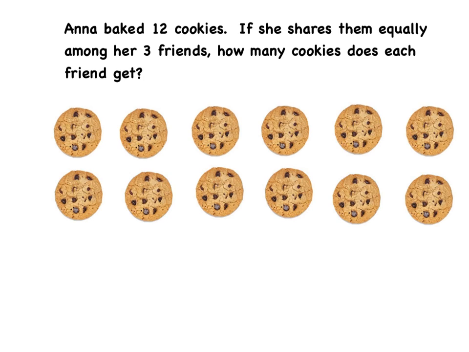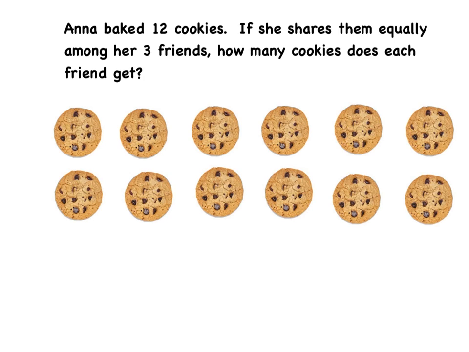We're going to take a look at this very first problem. It's about Anna and baking cookies. Anna baked 12 cookies. If she shares them equally among her 3 friends, how many cookies does each friend get? I want you to pause for just a moment and think about what this problem means. So we can see that we have 12 cookies here.